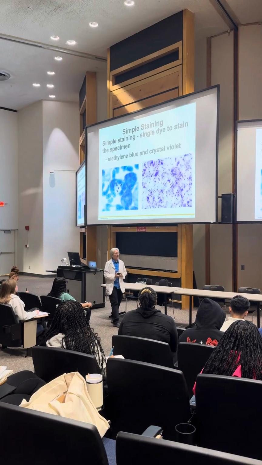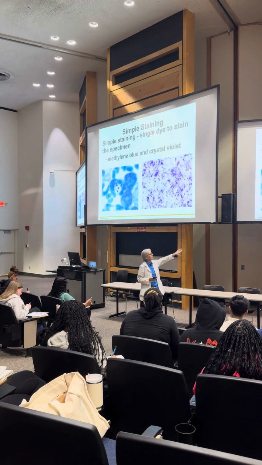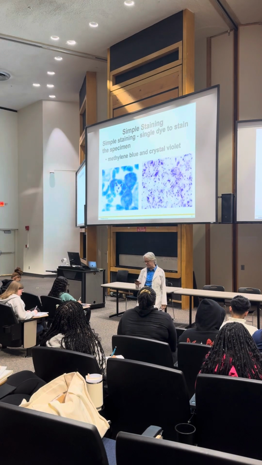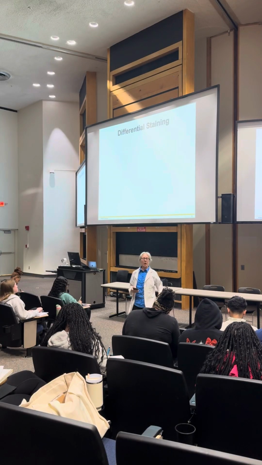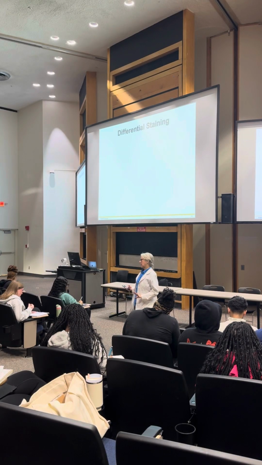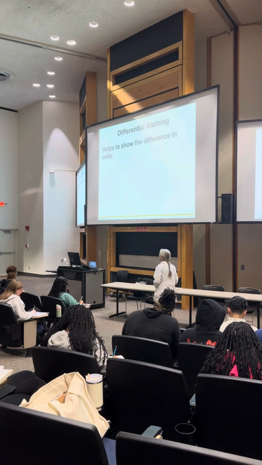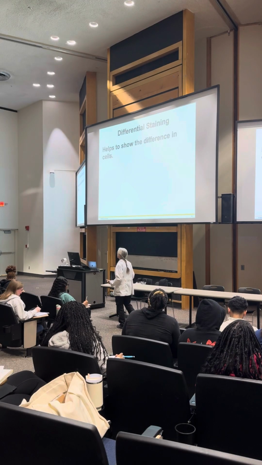So you don't have to write this down. Just know that we have methylene blue, we have crystal violet. It's just the color and the name of the stain. But differential staining is a different process entirely. A differential stain helps us to see the difference in the cells. That's what's called differential.